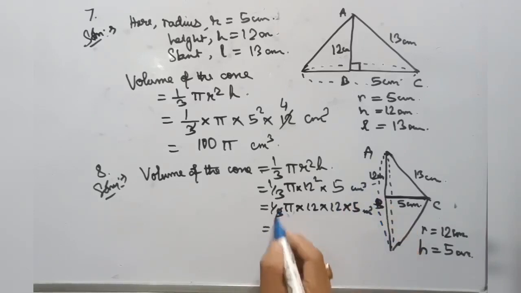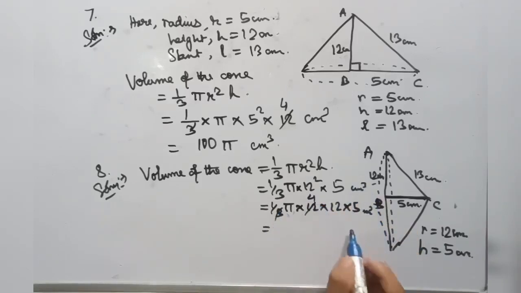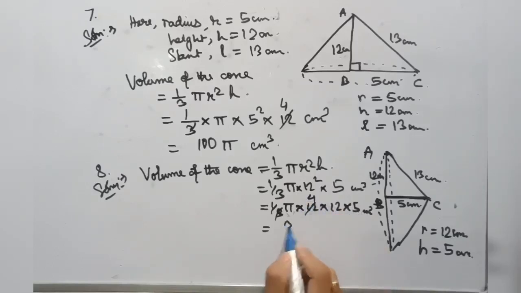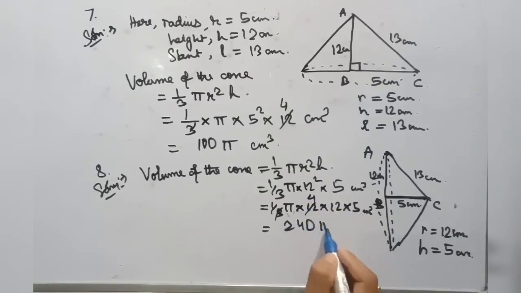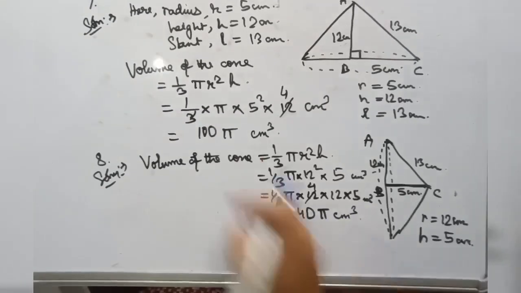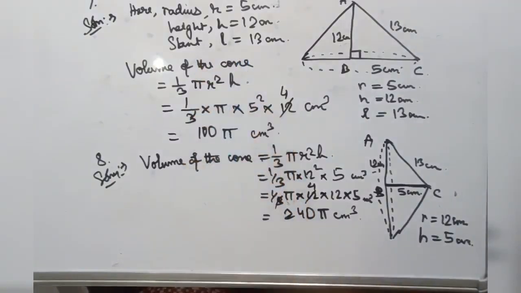This will be equal to 4 times 5, 4 times 5 is 20. 12 into 20 will be 240. So the volume will be 240 pi centimeter cube. Now let us find the ratio of the volume of these two cones.